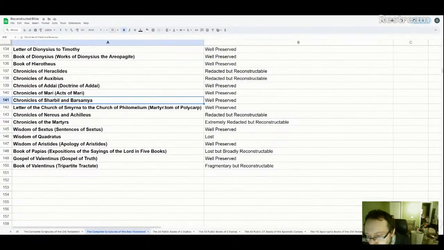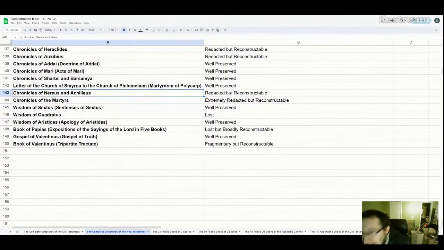Then there's the Martyrdom of Polycarp, Acts of Nereus and Achilles. Then there's various, I just put this in one grouping, various acts of the martyrs. So various martyrs throughout history have died. Perhaps some of those should be collected into a book form, a compilation of some sort. So I just put it right there. Any other people not covered is just the Chronicles of the Martyrs.